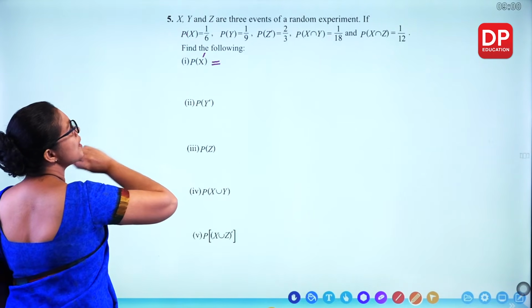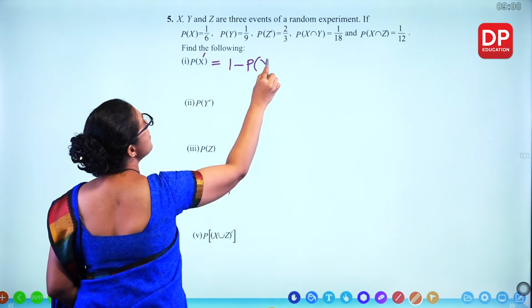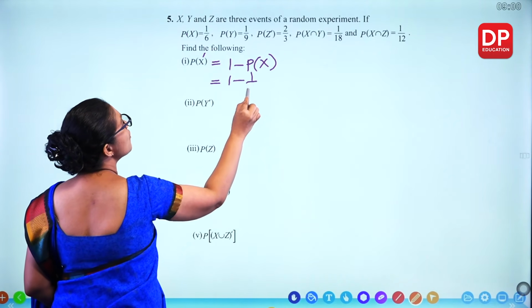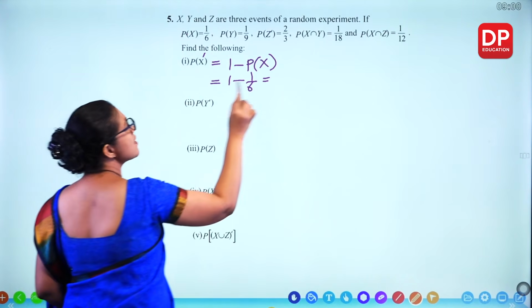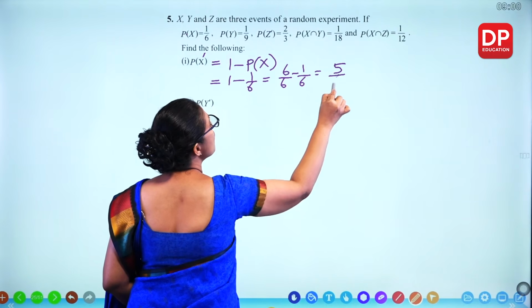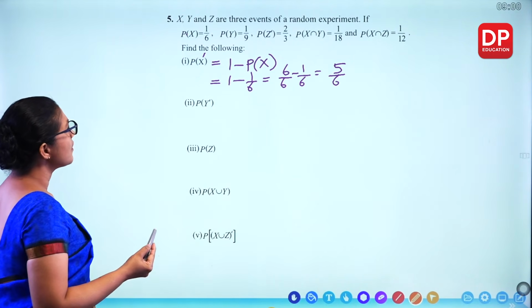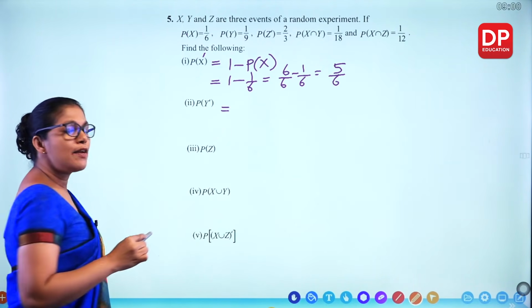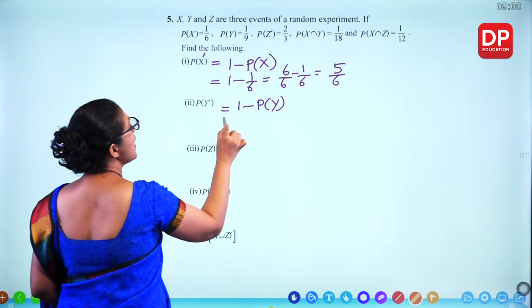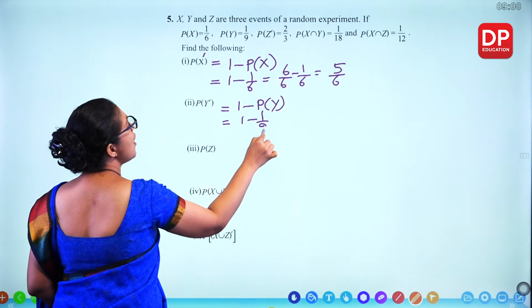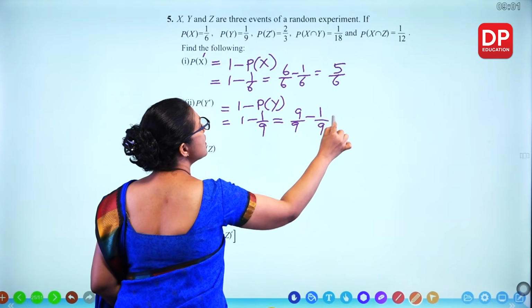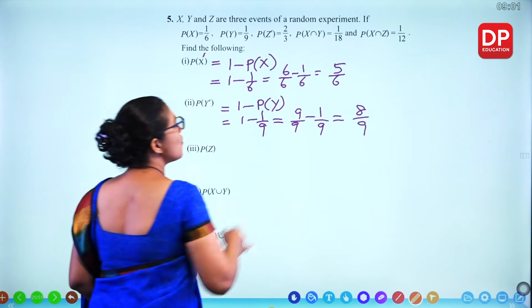Probability of X dash is what? 1 minus probability of X. What is probability of X? 1 over 6. 1 means 6 over 6 minus 1 over 6 becomes 5 over 6. Then probability of Y dash. Again we can write probability of Y dash is 1 minus probability of Y. Probability of Y is given 1 over 9. I can write 1 as 9 over 9 minus 1 over 9. We get 8 over 9.